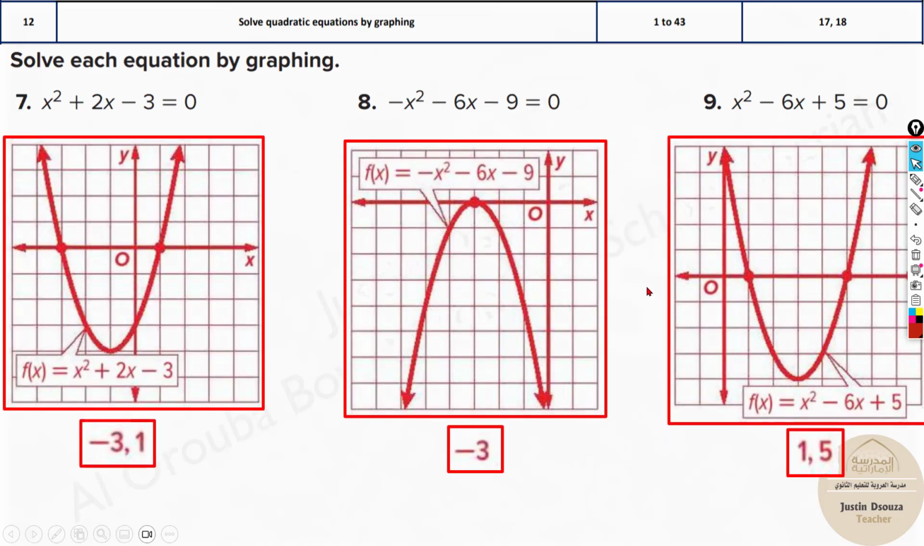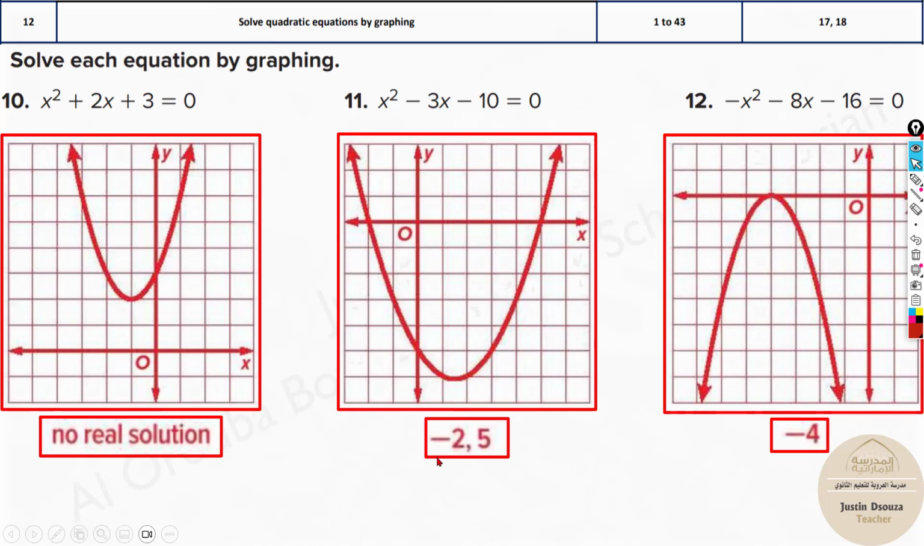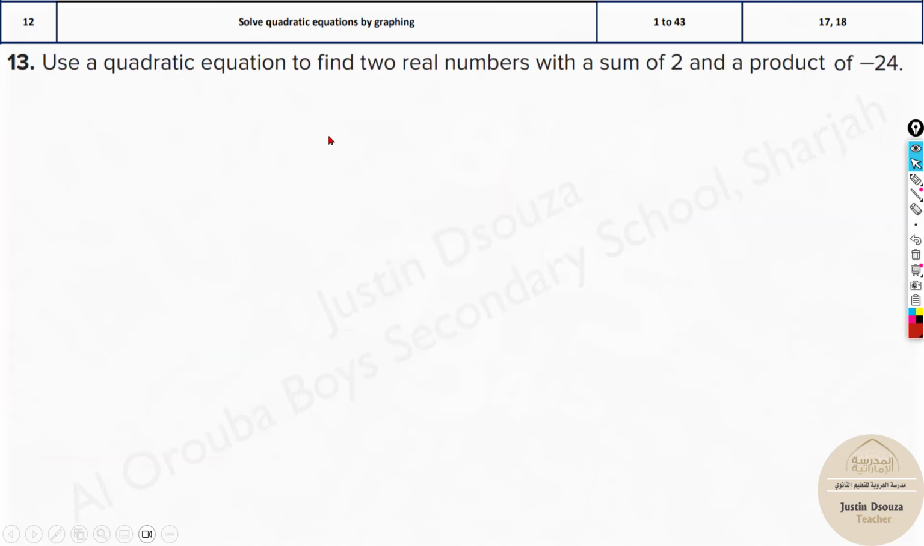Please do these problems by yourselves. They are also very straightforward. Now again the same ones, over here the graphs and the solutions are there. Here you can see there is no real solution, because it does not touch the x-axis. And what about this type of problems?